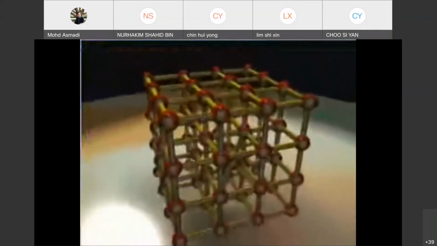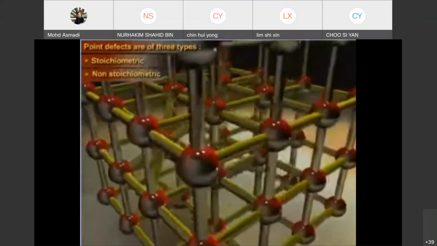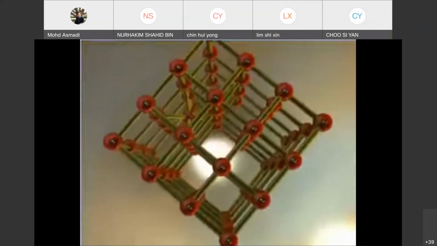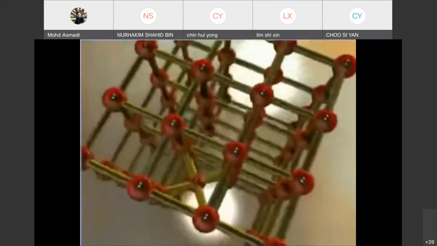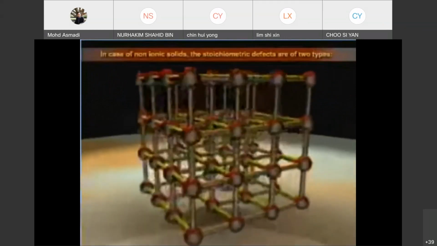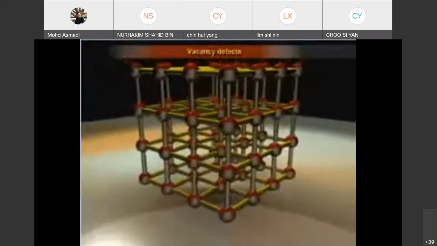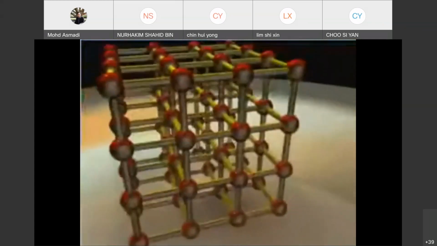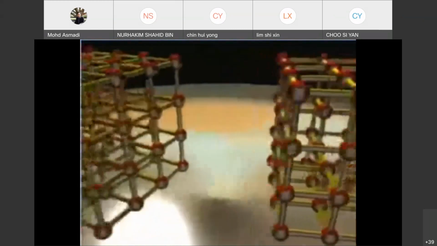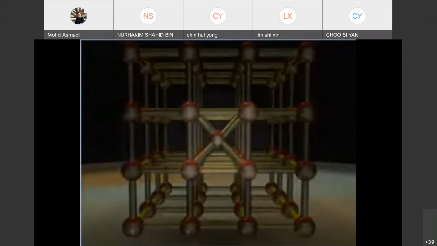In this module, we are going to explore the point defects, which are of three types: the stoichiometric, non-stoichiometric, and impurity defects. The stoichiometric defects are so called because they do not bring any change to the stoichiometry of the solid. These defects exist in the crystals of non-ionic as well as ionic solids. In the case of non-ionic solids, the stoichiometric defects exist in two different forms: vacancy defects and interstitial defects. A vacancy defect arises when a constituent particle leaves its lattice site, creating a vacant site in the crystal lattice. Alternatively, an interstitial defect arises when a constituent particle occupies an interstitial site in the lattice.